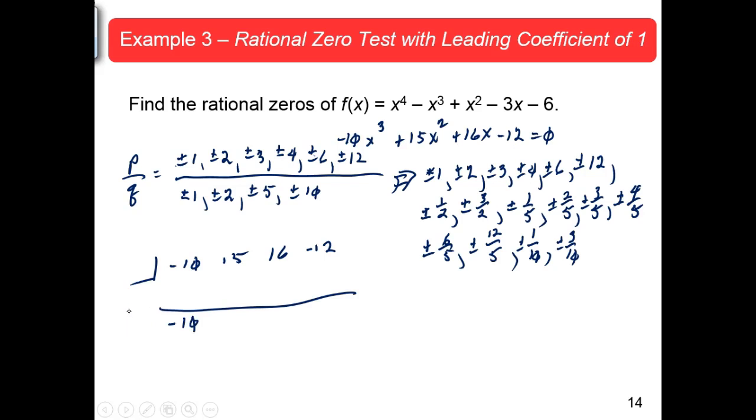All right. What you want to try next? So minus 1 didn't work either. Okay? What you want to try next? 2. Let's try 2. All right. I already brought down the negative 10. What does that give you?